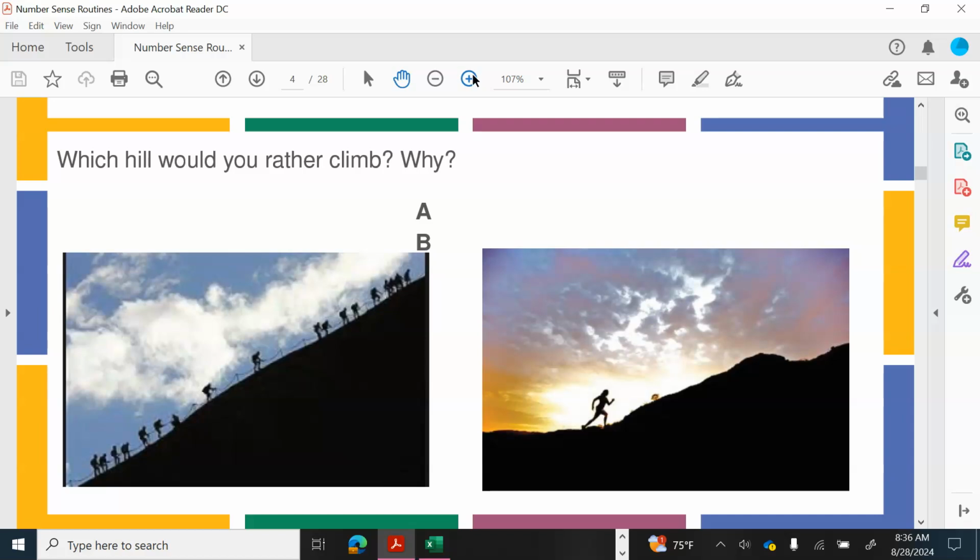I would probably do this one just because I'm not that much in shape. I don't do a whole lot of exercise like that, so this would be challenging for me. Going up the stairs a lot is a lot for me. So this would be a lot for me. But be thinking about those reasons and all of those for later.